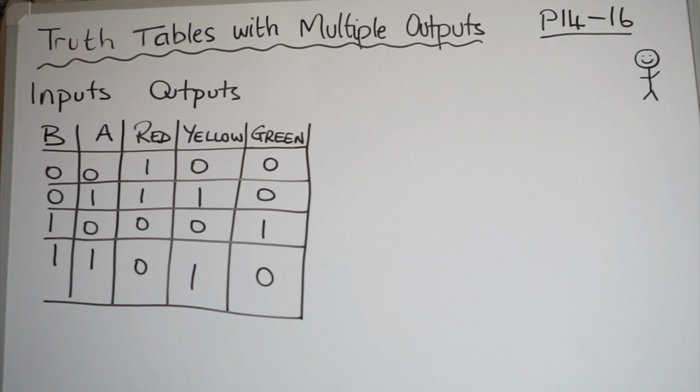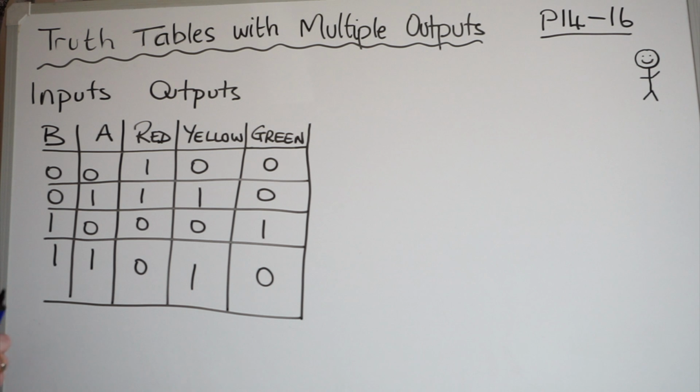Okay, so this time we'll look at truth tables with multiple outputs. So this is the next section in your booklet, pages 14 to 16. The truth tables for these do look a bit more complicated than the last one we did. However, what you've got to do is think about this as being really three different truth tables.